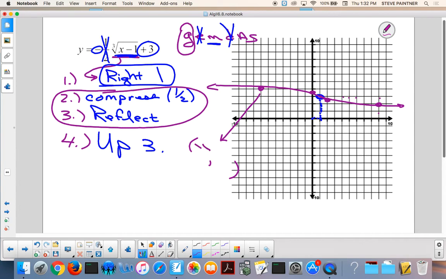-7, 4. I'm just gonna quick check you. 1, 2, 3, 4, 5, 6, 7. 1, 2, 3. Yep, yeah, you're right. -7, 4. It should work, right? So let's put it in up there.